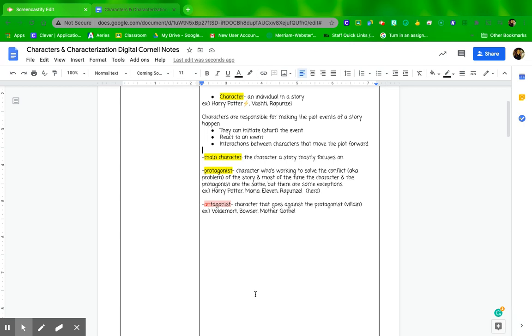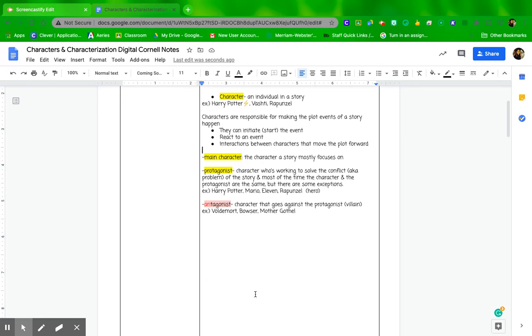Examples of this would be in Harry Potter. He's the hero or the good guy of the story. Mario, Eleven if we're talking about Stranger Things, or the protagonist of Tangled would be Rapunzel. These are the heroes of the story. And a good way to remember that as a pro tip is we kind of look up to professional athletes as our heroes. So pro and hero, right? Protagonist is the hero of the story.